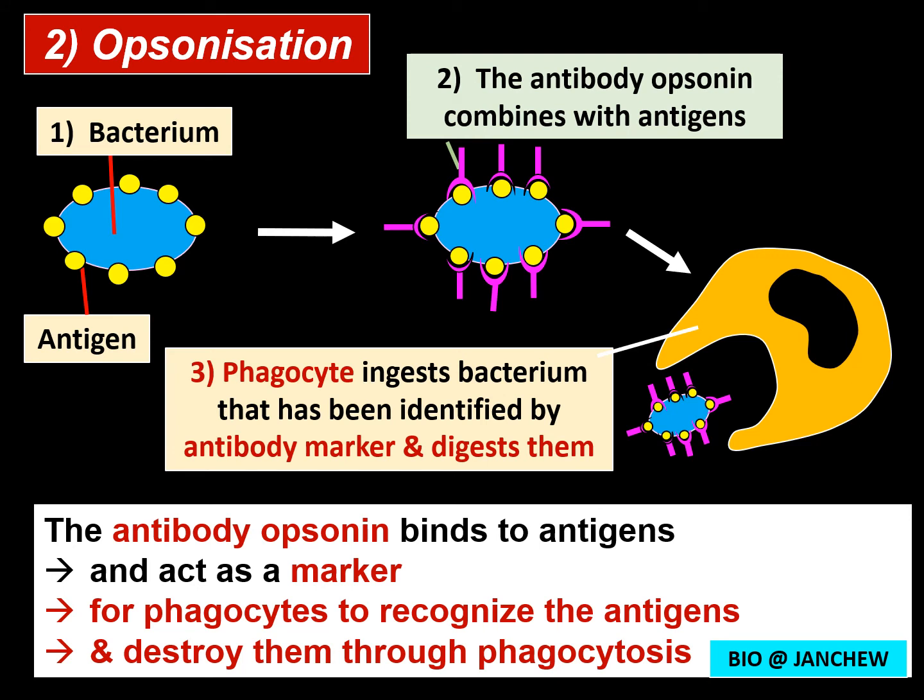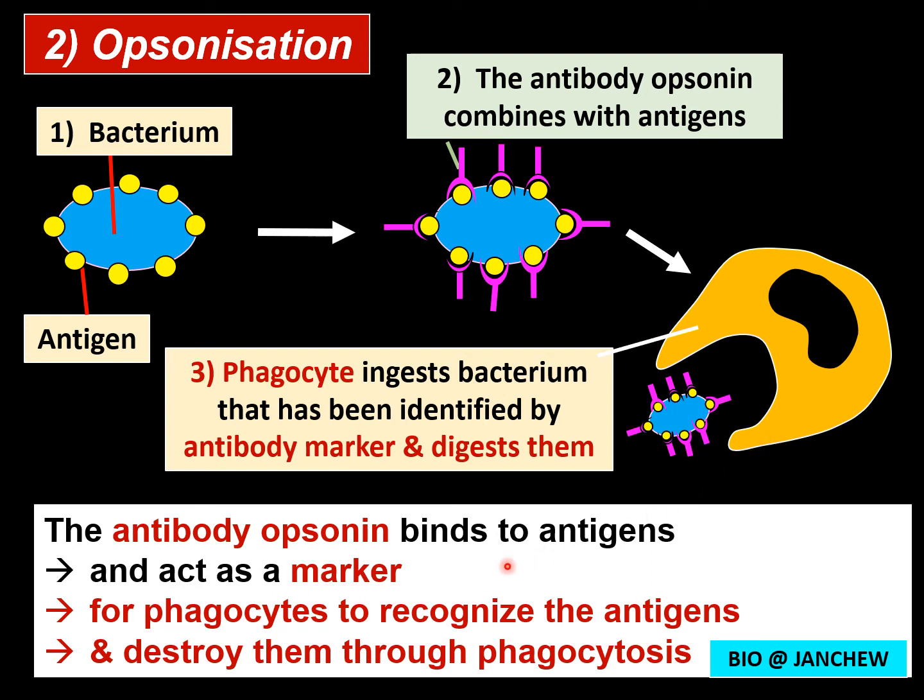The second type of action is called opsonization. Here we have a bacterium with the antigens on the surface of the cell. So the antibody opsonin combines with the antigens, and then it acts as a marker so that the phagocytes here can easily recognize that this is a foreign particle, that this is an antigen, and thus they will move towards it and destroy it by phagocytosis, by ingesting it and then digesting it with enzymes.